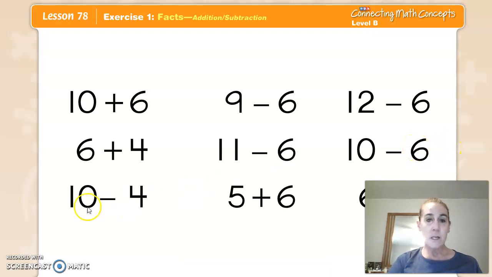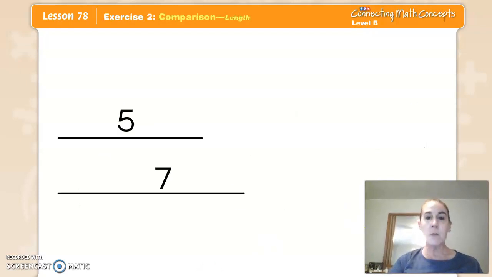10 minus 6 equals 4. 10 minus 4 equals 6. And 5 plus 6 equals 11. And the turnaround fact, 6 plus 5 also equals 11.